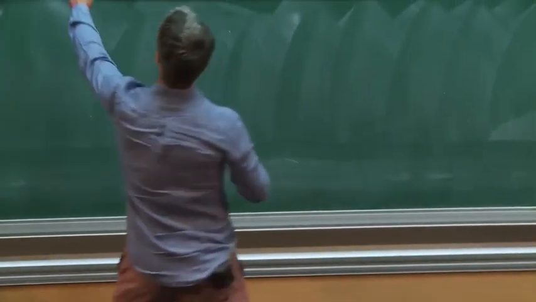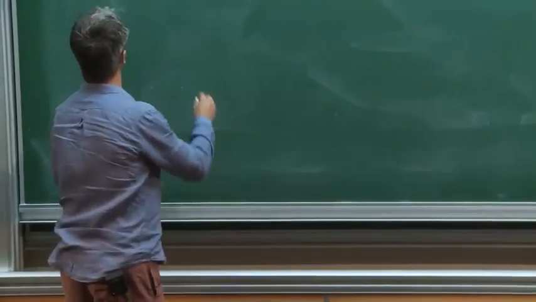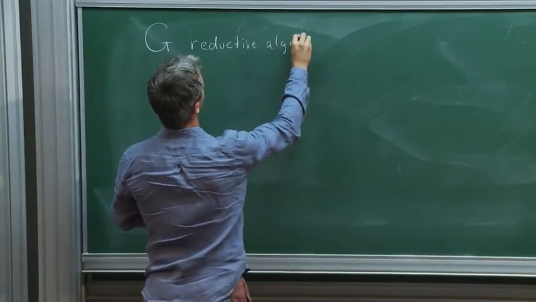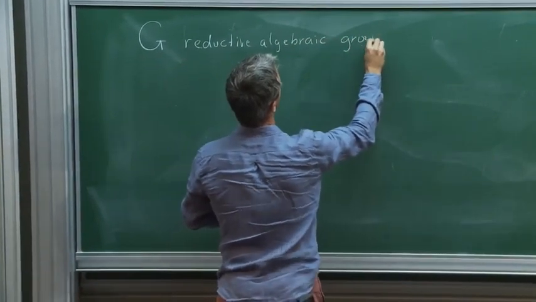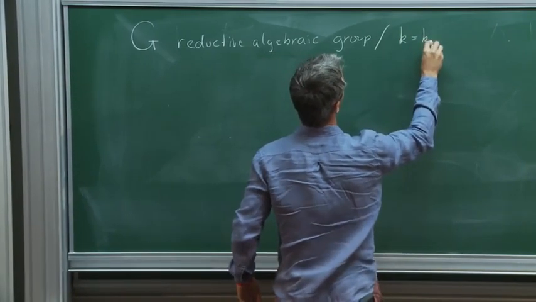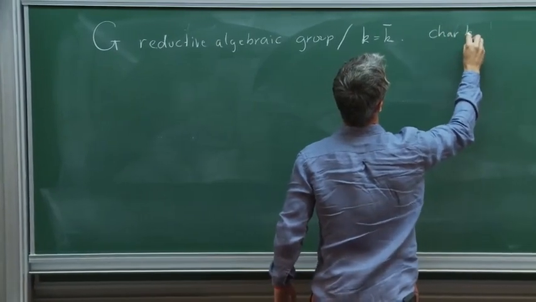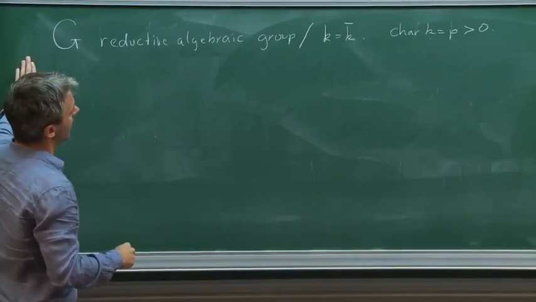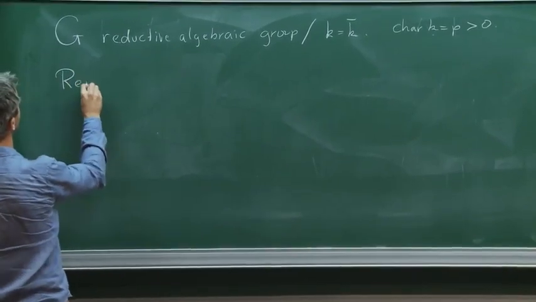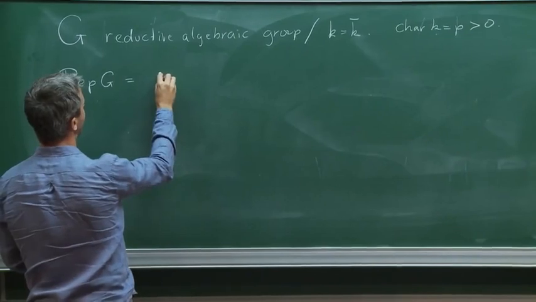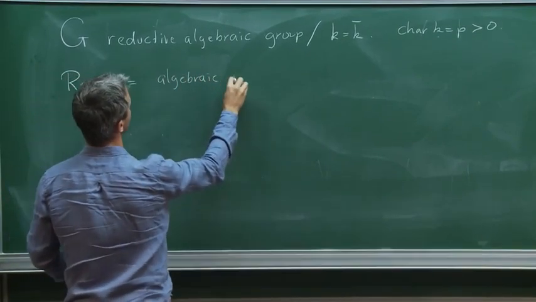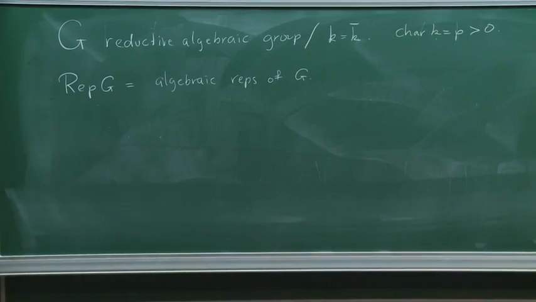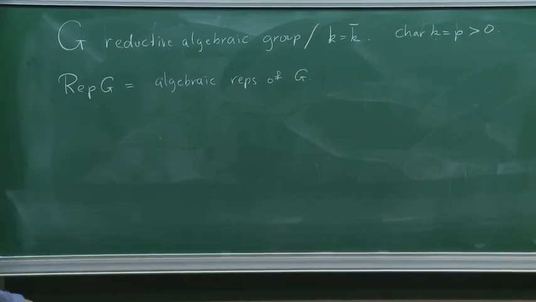So the setting is the following. G should be a reductive algebraic group over an algebraically closed field K, and the characteristic of K is P, and I'll assume from the outset that it's positive. So we're looking at Rep G, which is the category of algebraic representations of G. If you want, these are those representations of this abstract group in which the matrix coefficients are regular functions on G.